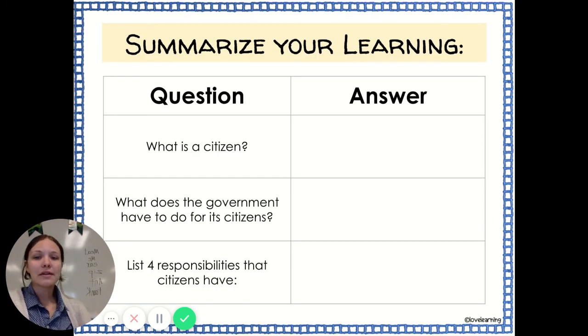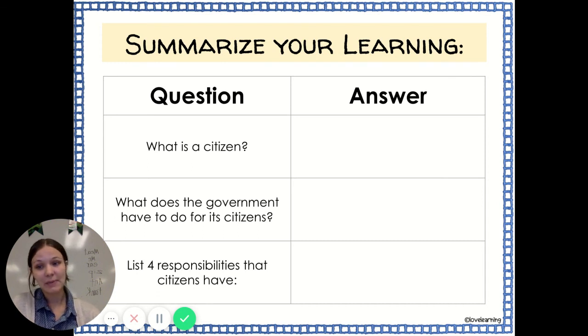So here now you can summarize your learning. Put an answer to each of these 3 questions in the answer column. You're going to answer, what is a citizen? You might have to go back in your slides. That's perfectly okay. That means that you're looking for the right answer, and I prefer that you backtrack than just guess. 2, what does the government have to do for its citizens?